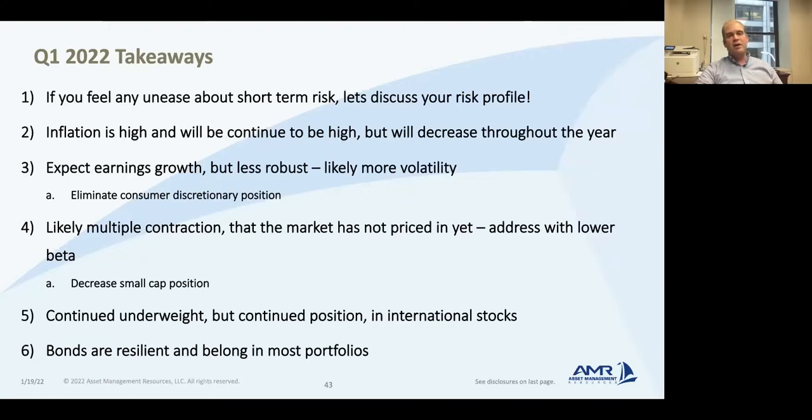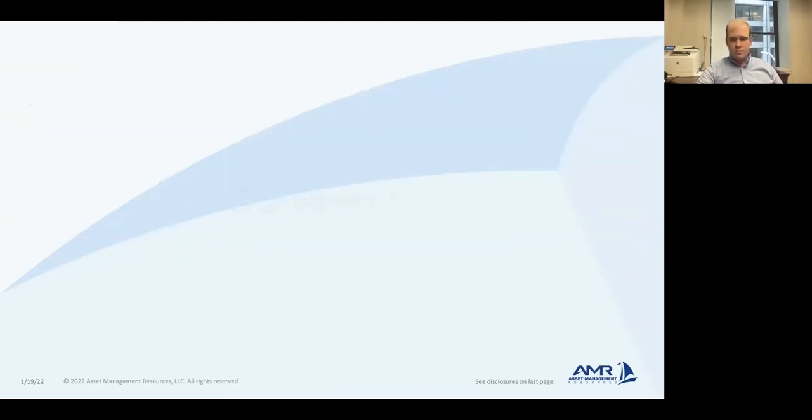Bonds are resilient and belong in most portfolios, and something really, really significant would have to happen for me to change in that position, because the data is overwhelming. Bonds are going to give you an appropriate amount of return for the unit of risk that you're taking. And for diversification purposes, for asset allocation purposes, I think it's the right place to be. So I'm happy to take questions if we have any.